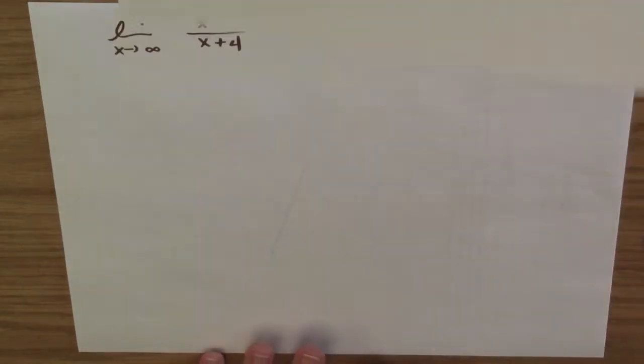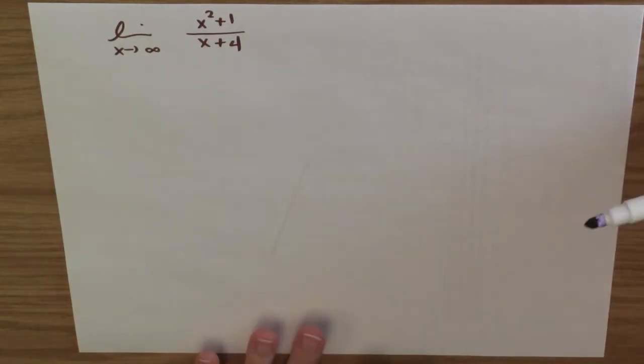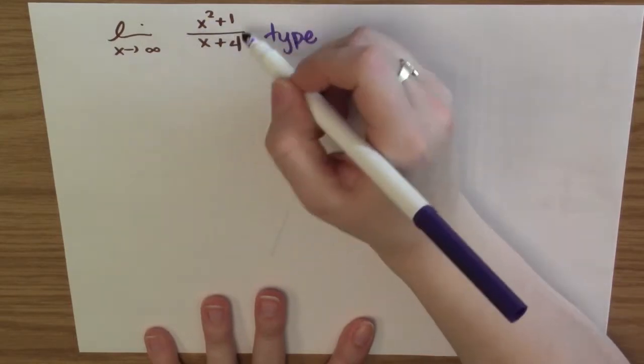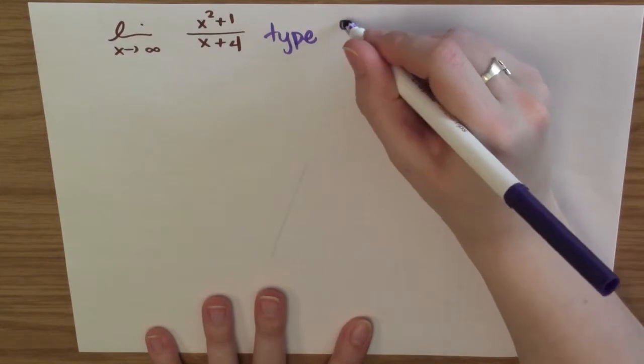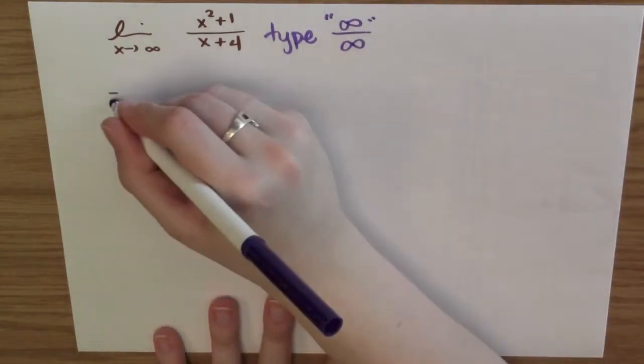Let's look at another example. This one is the limit as x approaches infinity of (x squared plus 1) over (x plus 4). So again, the numerator is going to infinity as x approaches infinity, and so is the denominator. So this is still type infinity over infinity. That means I can use L'Hopital's rule.